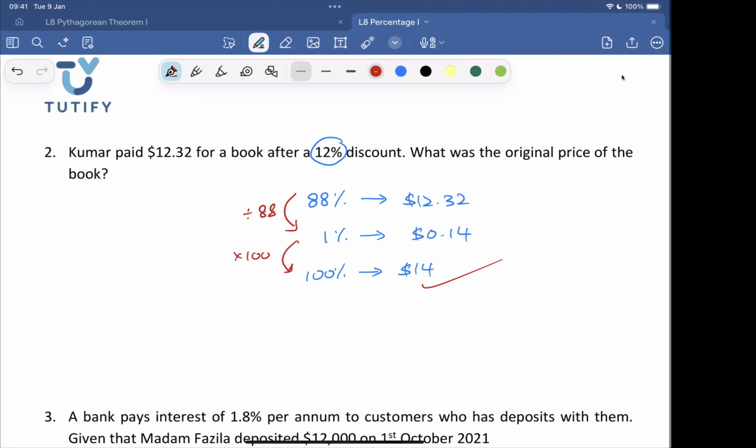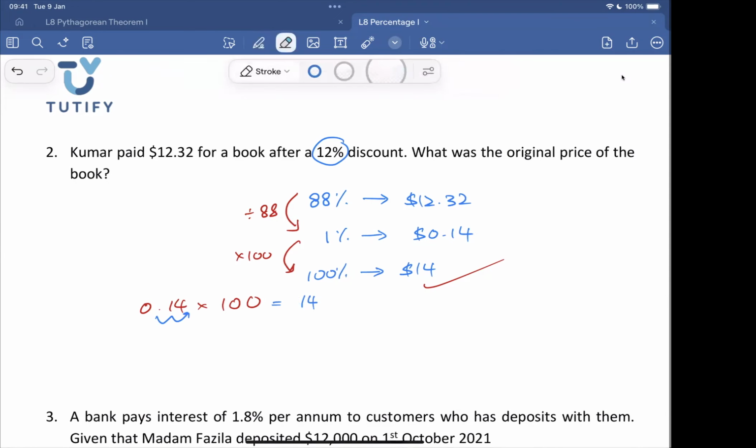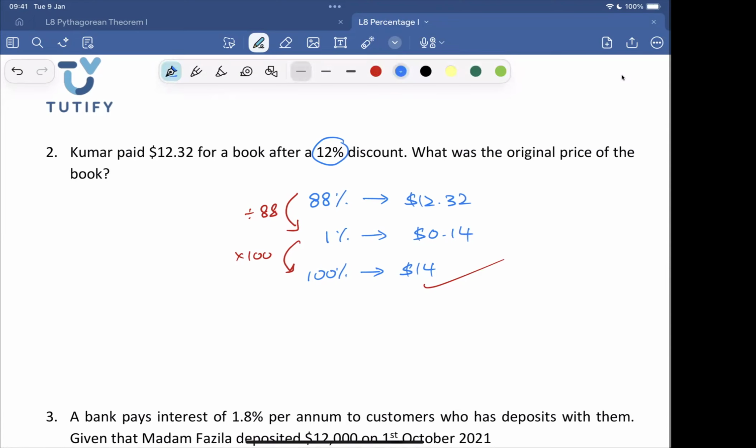So students, remember we learned about decimals. When you multiply by 100, you move the decimal according to the number of zeros. Since you have 2 zeros, 0.14 multiplied by 100, you move the decimal 1, 2. Move it 2 times. Then you get 14. Any questions? Raise your hand. No questions? Very good.